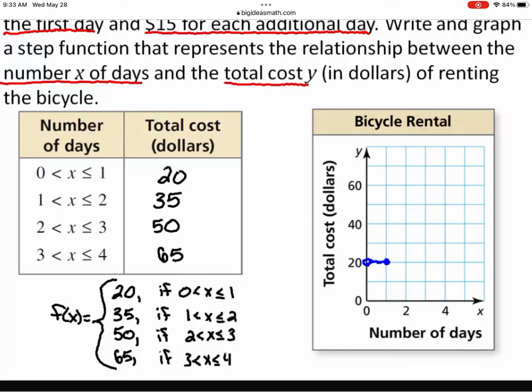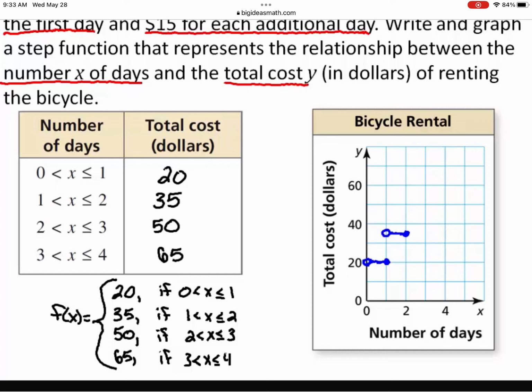Because x does not equal 1 in the second equation, draw an open circle at (1, 35). Then draw a line segment at y equals 35 for all values of x greater than 1 and less than or equal to 2. Because x equals 2 in the second equation, draw a closed circle at (2, 35).